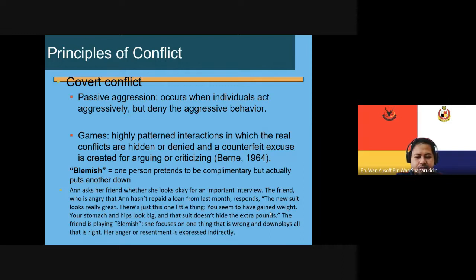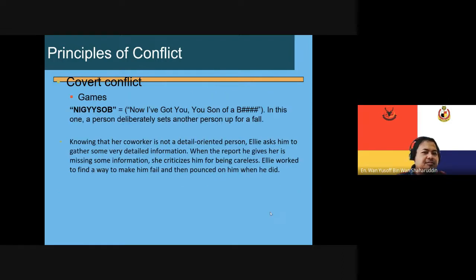And then we have this game called Nigisok, or in the long form, Now I Get You, You Son of a Gun. You know that word. In this one, a person deliberately sets another person up for a fall. Now I got you, you son of a gun, something like that. So from this acronym, you know this is something you use on a person for the sake of getting revenge.